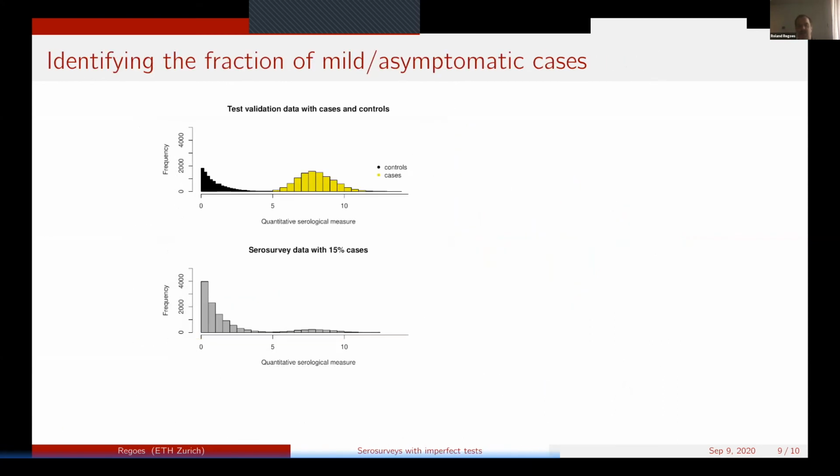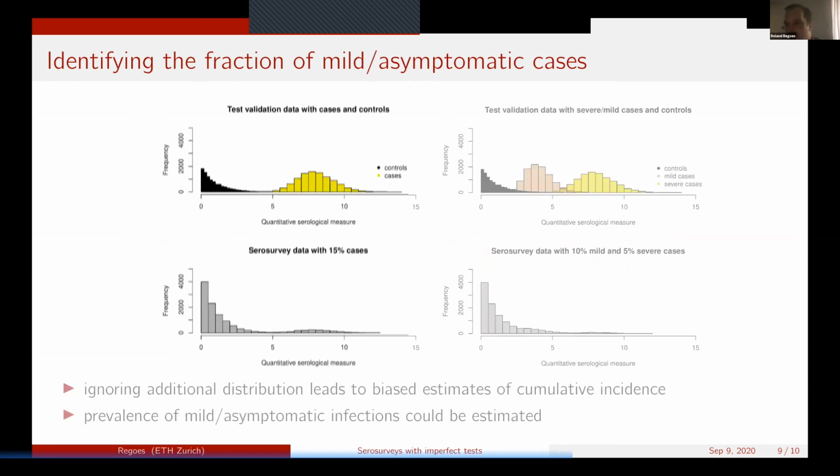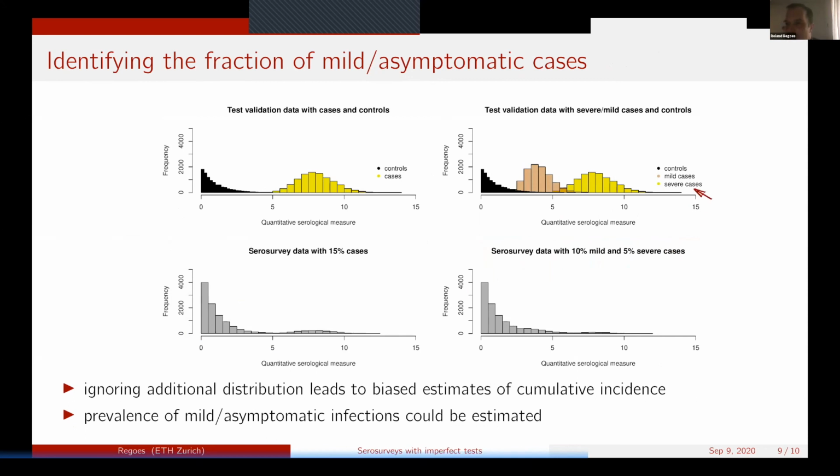And lastly, let me just touch upon something that we are quite excited about. And that's the fact that with these mixture models, you might get at mild and asymptomatic cases. So this is really something you couldn't do with cutoff-based models. So far, I've just talked about cases and controls, and then you can actually look at the serosurvey data and try to make out the cumulative incidence of these cases. But in truth, we have different types of cases. We have severe cases, mild cases, asymptomatic cases, and we know that disease severity is often correlated with the quantitative test measure in these serological tests.